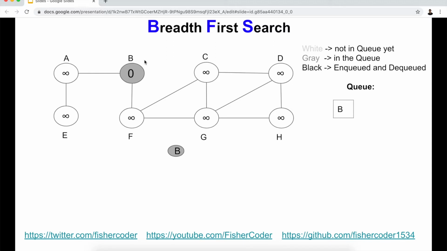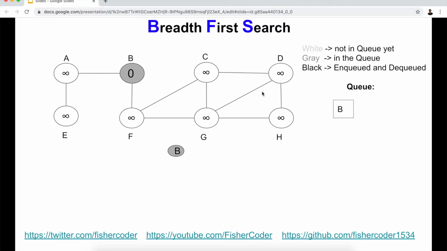So B's parent or B's predecessor is null. But for every other node, as long as they are connected, as we can see in this example graph, they are all connected, all of them will have parents. Right now, this one is 0. Everything else has infinity because we don't know the shortest distance yet.